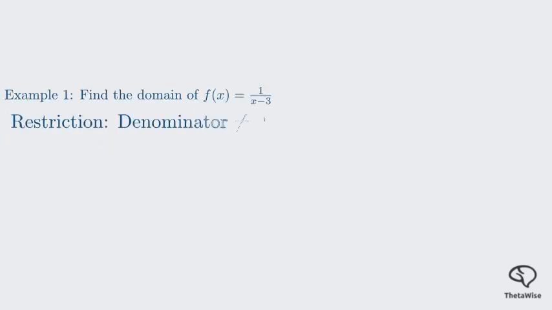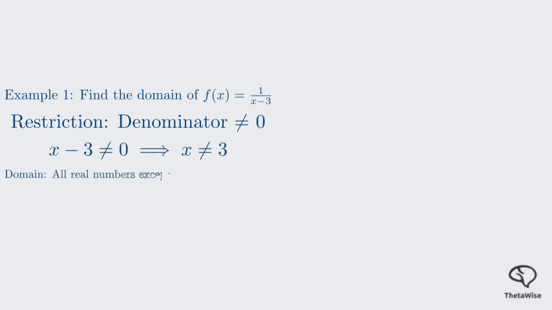Example 1. Find the domain of f(x) = 1/(x - 3). Here we have a fraction. The denominator, x - 3, cannot be 0, so x cannot be 3. The domain is all real numbers except 3. We can write this in interval notation as negative infinity to 3, union 3 to infinity.